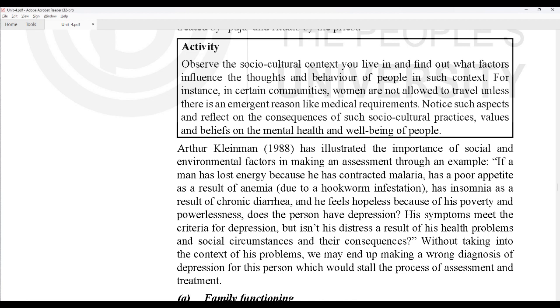If a man has lost energy because he has contracted malaria, has a poor appetite as a result of anemia due to a hookworm infestation, has insomnia as a result of chronic diarrhea, and he feels hopeless because of his poverty and powerlessness, does the person have depression? His symptoms meet the criteria for depression, but isn't his distress a result of his health problems and social circumstances and their consequences? Without taking into account the context of his problems, we may end up making a wrong diagnosis of depression for this person, which would stall the process of assessment and treatment.